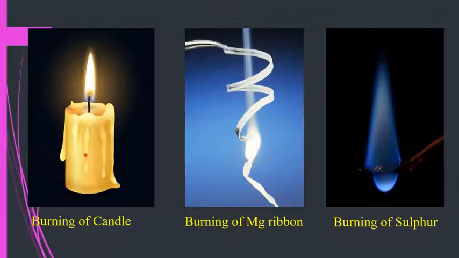Here candle is burnt, that means candle reacts with oxygen. Here magnesium is burnt, that means magnesium reacts with oxygen. Here sulfur is burnt, that means sulfur reacts with oxygen. And this white ash is magnesium oxide, because we know when magnesium and oxygen react, they produce magnesium oxide. So for burning, oxygen is a must, and all these reactions are called combustion reactions.